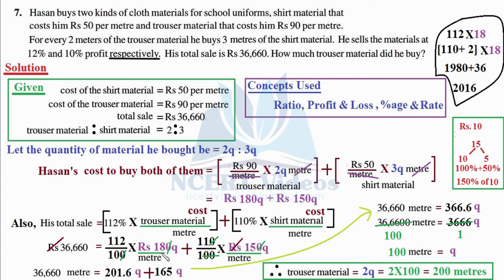So why did we write 180q here? Because we are referring to this respectively, and this respectively means 12%, and it directs to trouser, because respectively leads you to the immediate previous statement. That's why 180 is associated with trouser material cost with 112%.